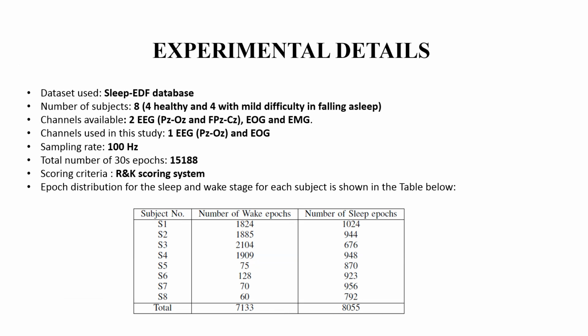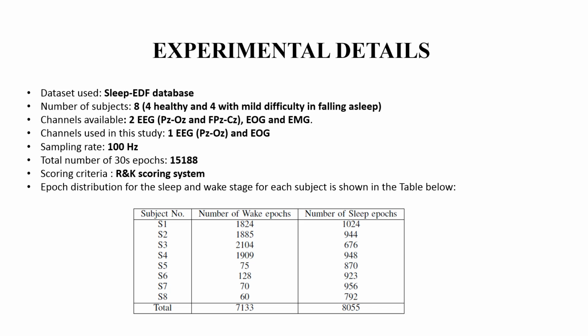Now, here are the experimental details. The dataset that is used is Sleep-EDF. Number of subjects are 8, out of which 4 are healthy and 4 with mild difficulty in falling asleep. The channels that are available in the dataset are 2 EEG, Pz-Oz and Fpz-Cz, 1 EOG and 1 EMG. The channels that we have considered are 1 EEG, that is Pz-Oz, which we considered in this study because it provided better performance than the Fpz-Cz channel, and 1 EOG channel is also used.